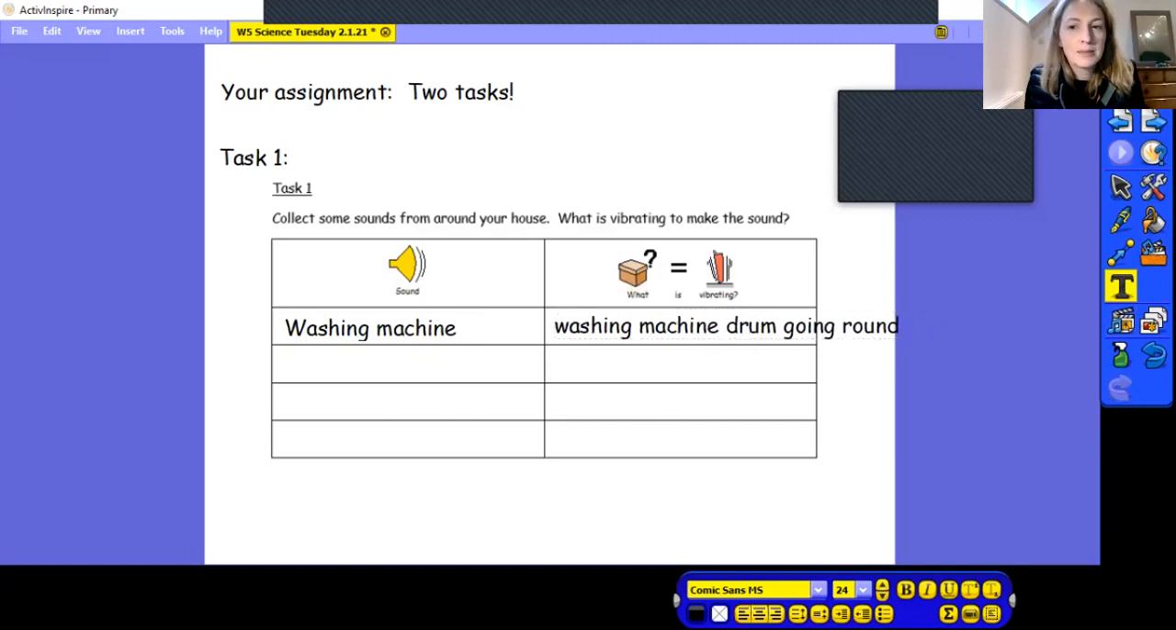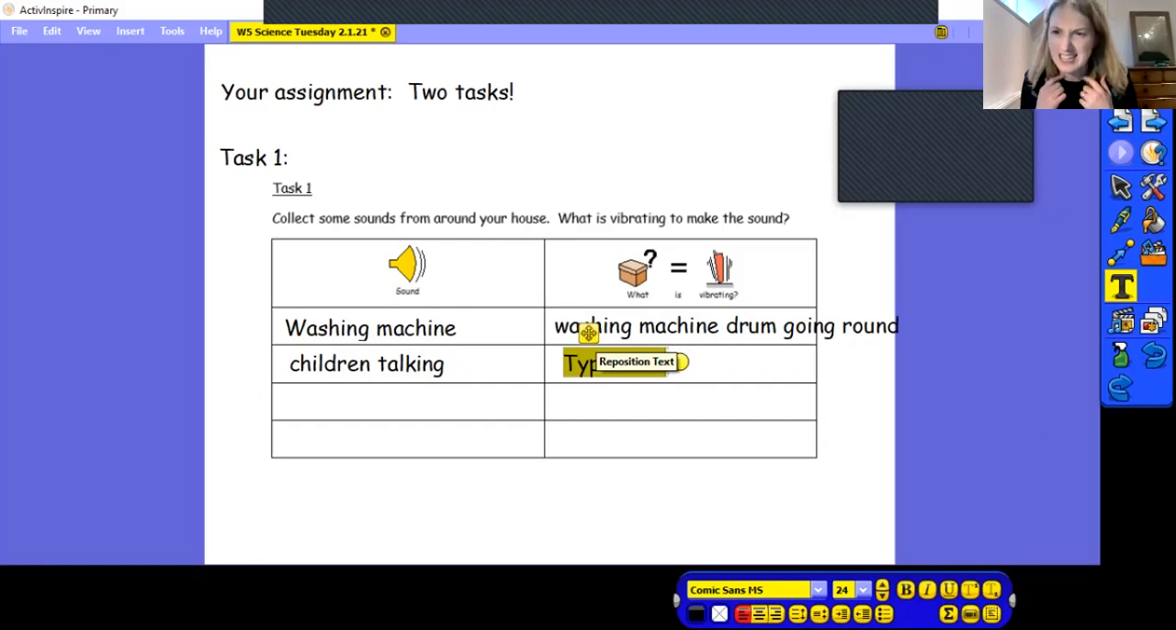What else can I hear? I can also hear people talking. So I can hear some children talking. And what is actually vibrating when those children are talking? Well, the actual thing that's vibrating is their vocal cords inside their neck. You might want to put that in as well.